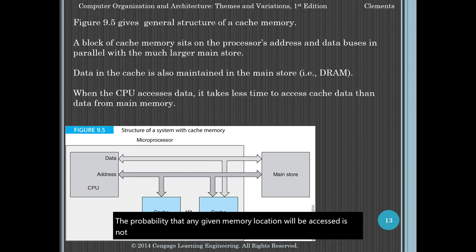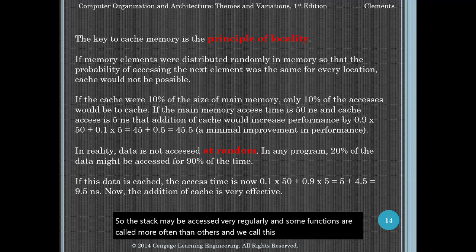And since some locations are more likely to be accessed than others, we have this way of determining what goes into the cache and what doesn't. Because of the nature of programs and their data structures, the data required by the processor is often highly clustered throughout memory. It's not just all over the place. So the stack may be accessed very regularly, and some functions are called more often than others. We call this phenomenon locality of reference. This is really our principle of locality, and this is what makes cache memory possible.